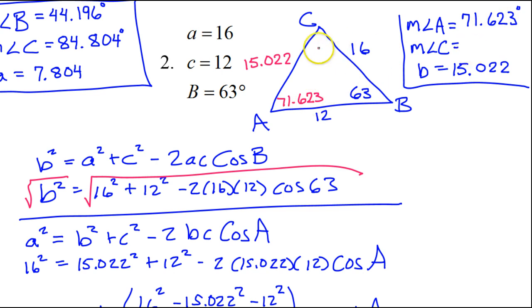Now we can easily find angle C by subtracting these two from 180. I got 45.377 degrees. That's it for number 2.